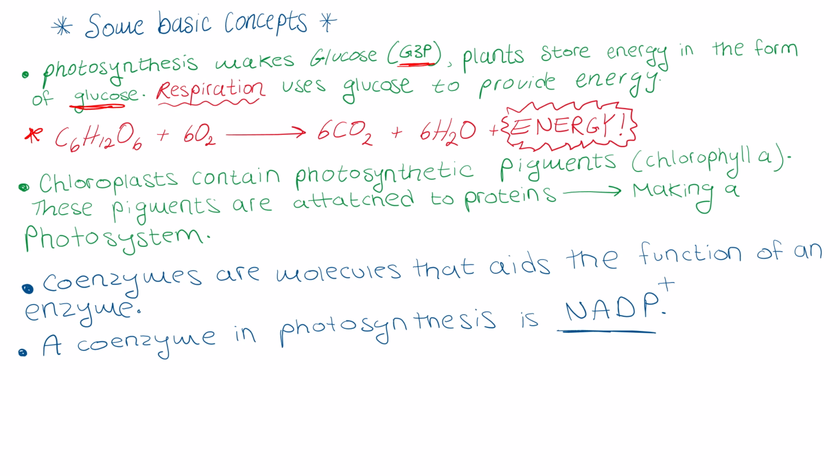So chloroplasts contain photosynthetic pigments such as chlorophyll A, we also have chlorophyll B, and something called keratin. Now, these pigments are attached to proteins, which make a photosystem. We will see this photosystem in a membrane. So coenzymes are molecules that aid the function of an enzyme. Okay, a coenzyme in photosynthesis is NADPH or NADP+.